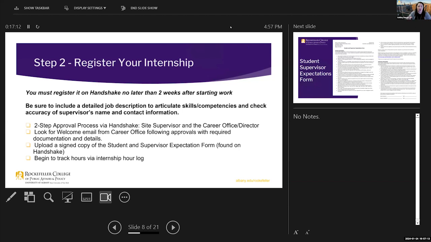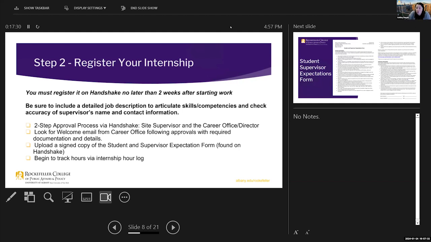Okay. So you have the student and supervisor expectation form that you submit immediately. At the conclusion of your internship, you will submit your updated resume with the new experience, as well as your internship hour log that's completed and signed by you and your supervisor. So all this will be communicated to you after the approval process.